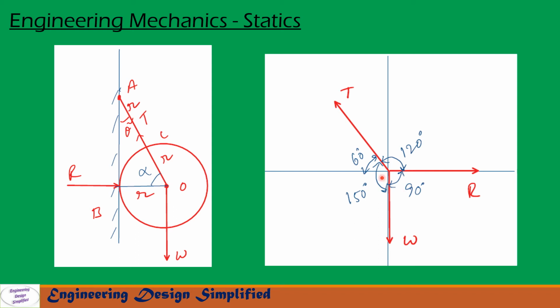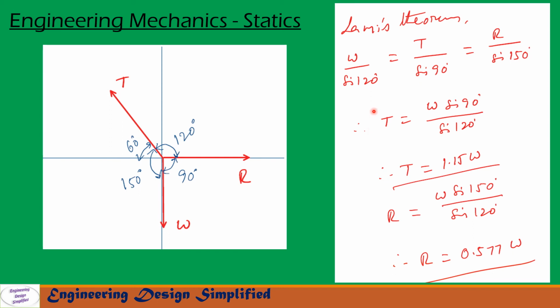On the XY plane, W is acting downwards, R is acting horizontally towards this direction, and the angle between R and W is 90 degrees. T is acting towards this direction, and the angle between the horizontal and T is 60 degrees. So the angle between T and R is 180 degrees minus 60 degrees, that is 120 degrees. Similarly, the angle between T and W is 90 plus 60, that is 150 degrees.